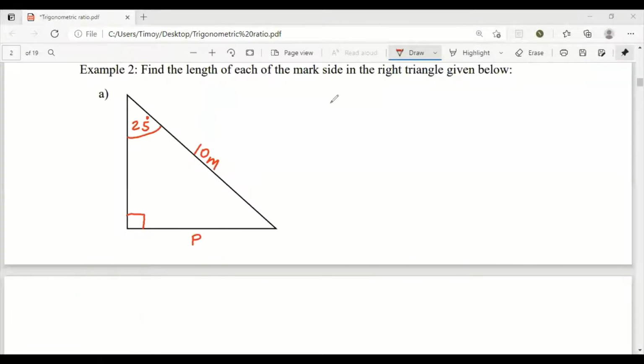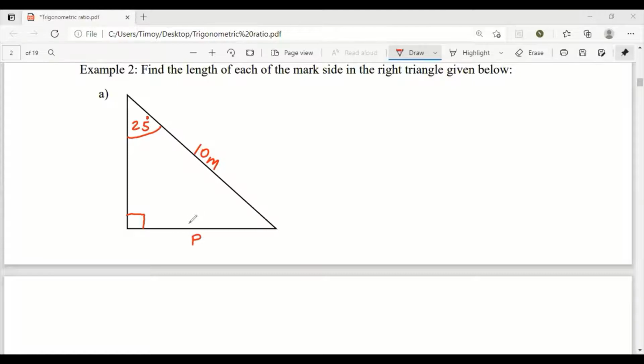Here, we are asked to find the length of the marked side. As you can see here, we have a right angle triangle. We have an angle which is 25 degrees, a side that is marked P, and another side which is 10. Now, we must use the sine ratio to determine the length of P.